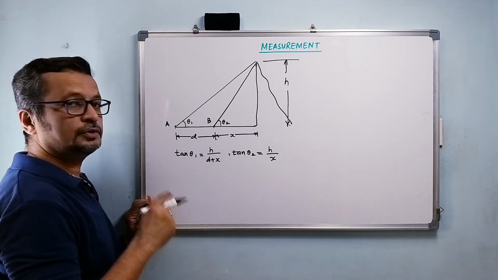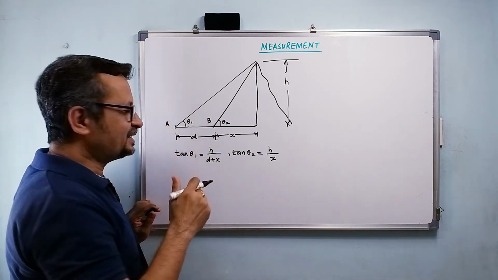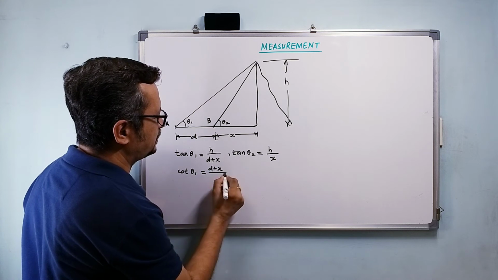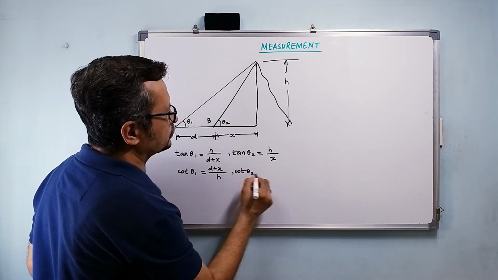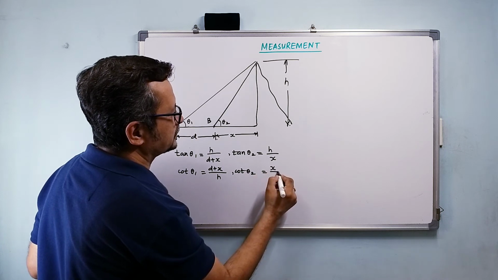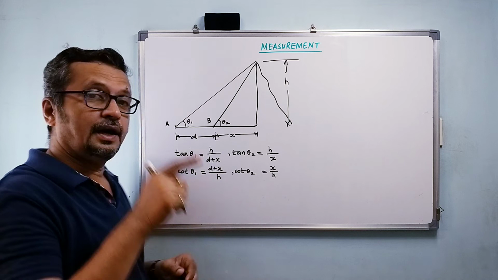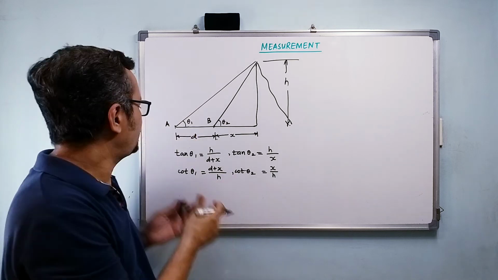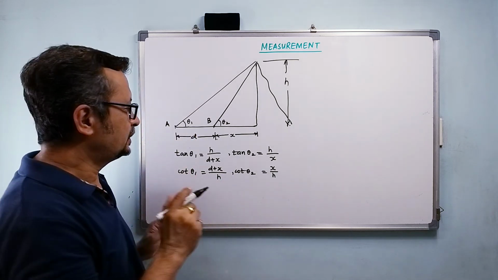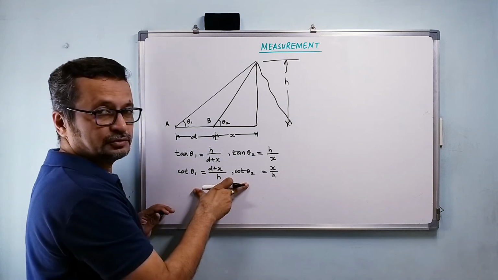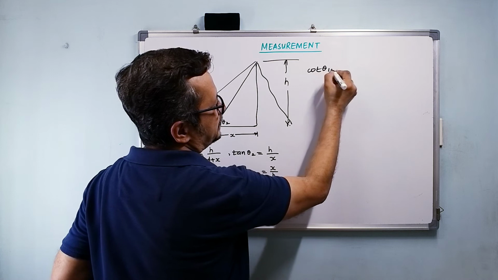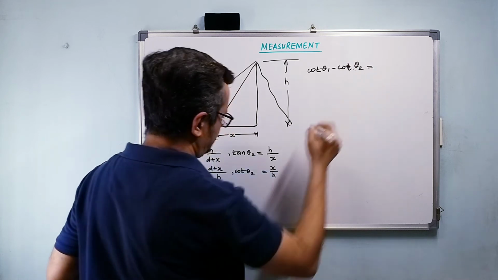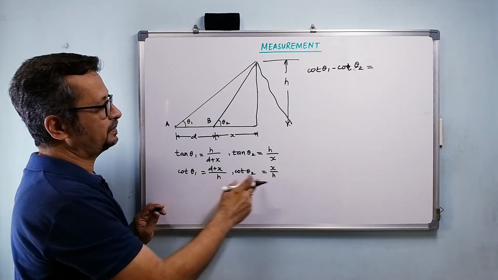Now what do we do next? I'll take the reciprocal of these two. So cot theta 1 is equal to d plus x upon h, and cot theta 2 is equal to x upon h. I have measured the angles, so I know the ratios. I know tan theta 1, I know tan theta 2, so I know cot theta 1 and cot theta 2. Now I'll just take the difference between these two. So cot theta 1 minus cot theta 2 is going to be equal to d plus x upon h minus x upon h.